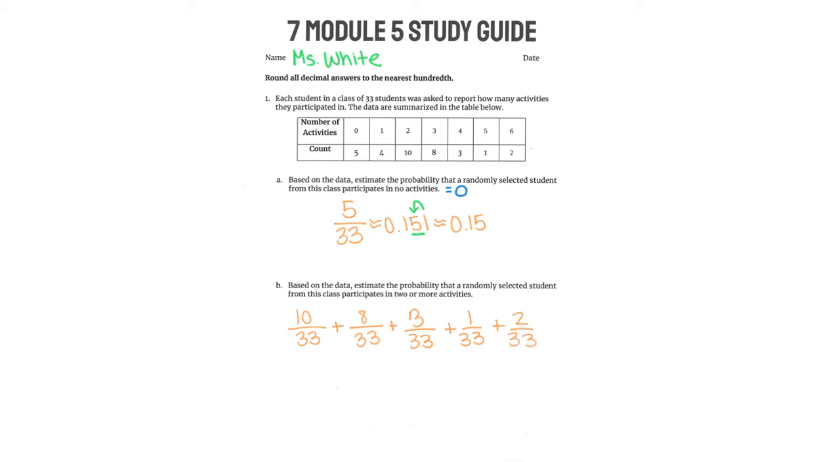Now, anytime we add a fraction or fractions, we have to make sure that our denominators are the same. Luckily for here, we do have the same denominators, which means we can just add our numerators together. So you can do this in your head or with a calculator, but we are going to add 10 plus 8 plus 3 plus 1 plus 2. All right, and now the answer we get for that is going to be 24. And remember, it's going to be 24 over 33 because our denominator stays the same.